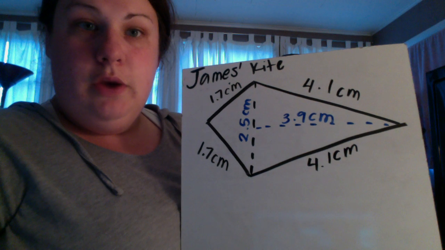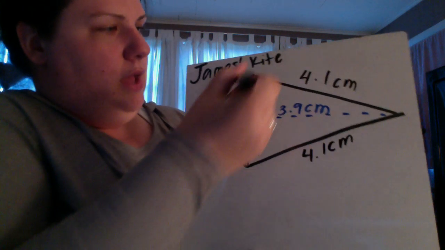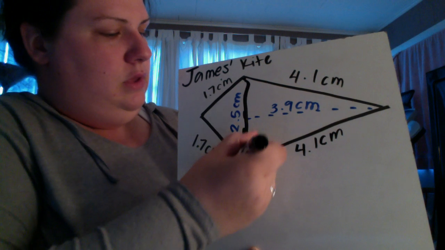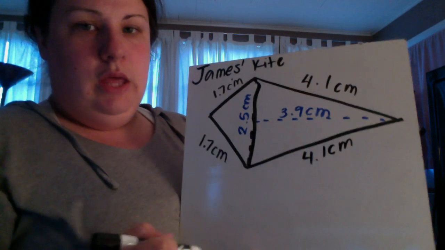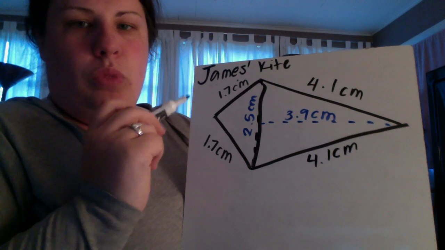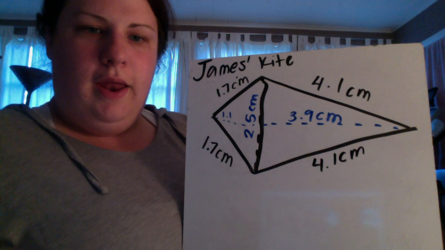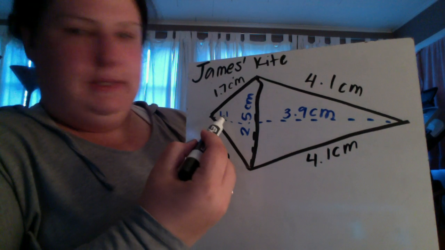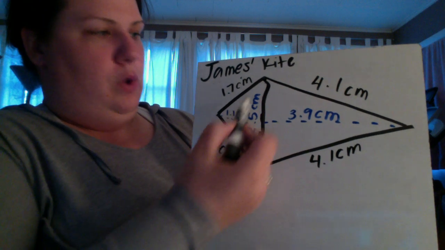All right, here we are with James's kite, and it's the same thing to start, but he's now cut it from the top to the bottom to make this smaller triangle and the bigger triangle. I filled in the information that we need to know, but it looks like I missed one thing. All right, I filled in what we missed. I had missed that 1.1 right here. So let's go ahead and find the area of this smaller triangle.